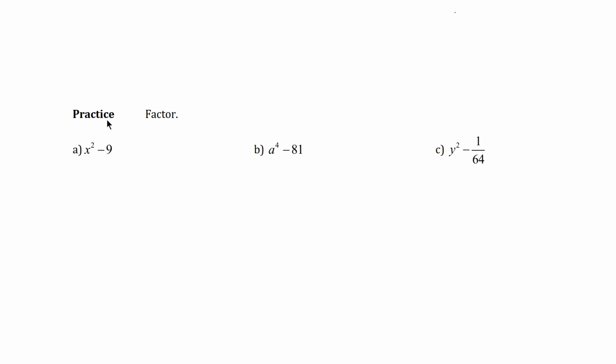Next, we have a practice problem, factor. For part A, we have x squared minus 9. For part B, we have a to the fourth power minus 81. For part C, we have y squared minus 1 over 64. Alright, so go ahead and pause the video, try out this problem, and then check back with the video to see the solutions.